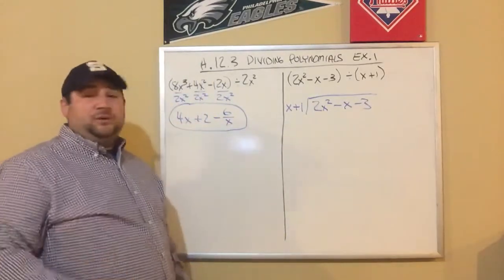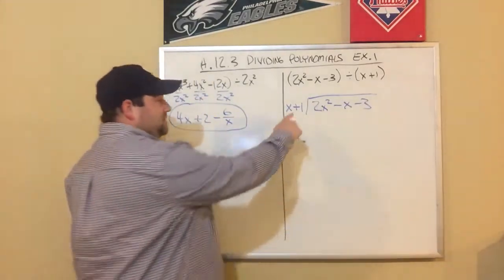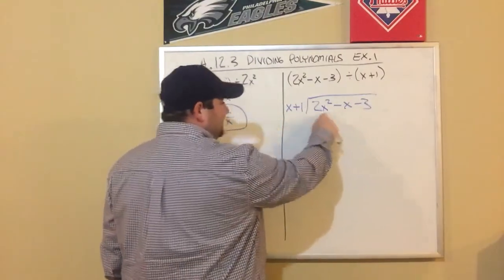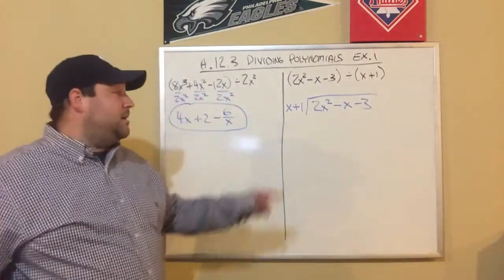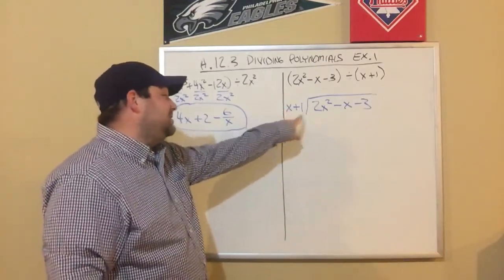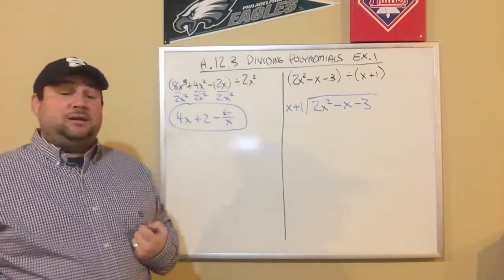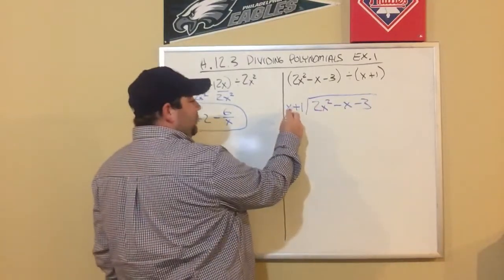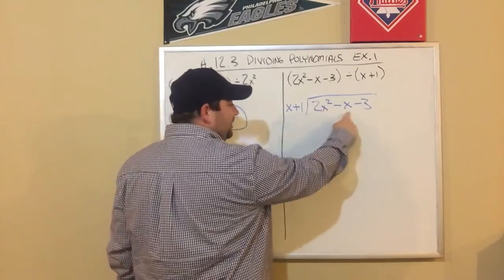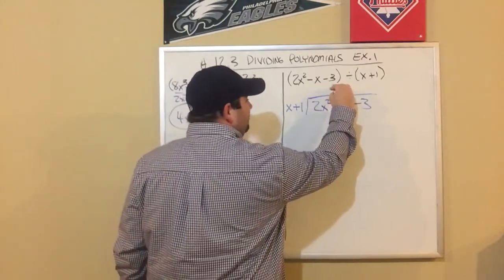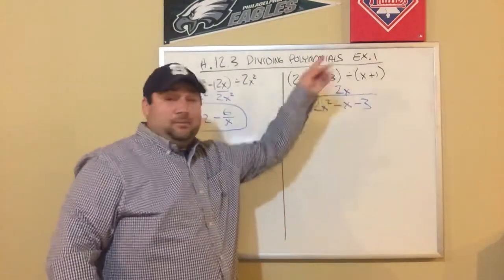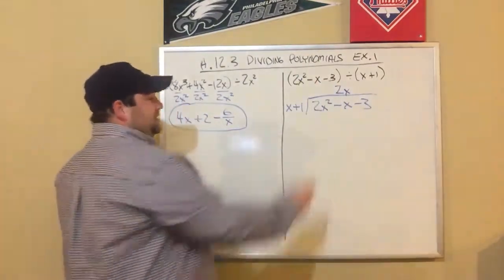I'm going to see how many times x plus 1 goes into 2x squared minus x. Basically all I'm really focusing on is how many times x goes into 2x squared. Well, I would have to multiply x by 2 and by another x. Since I'm putting it into these two terms, I put it on top of the x. It should line up with the same degree.